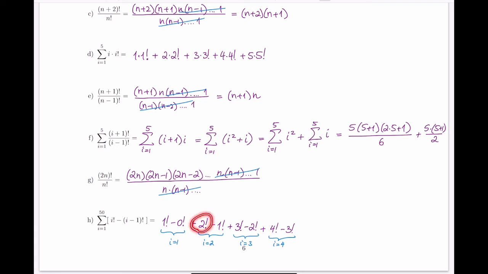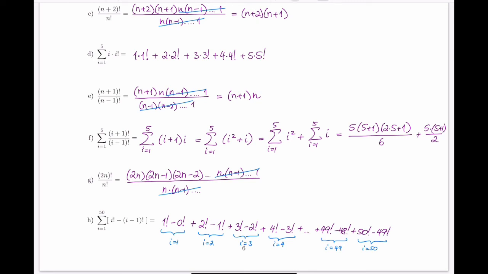So this 2 factorial will cancel off together with this negative 2 factorial. This 3 factorial will cancel off with this negative 3 factorial, and so on. So we have a pattern that we can use to our advantage. What's going to happen at the very end of this summation? You might prefer to write down the last, let's say, 2 terms. So let's say i is 49 and i is 50. For 49, we're going to have 49 factorial minus 48 factorial. And then for 50, we have 50 factorial minus 49 factorial.